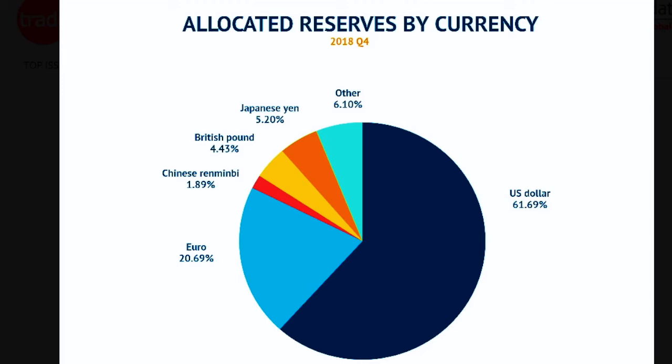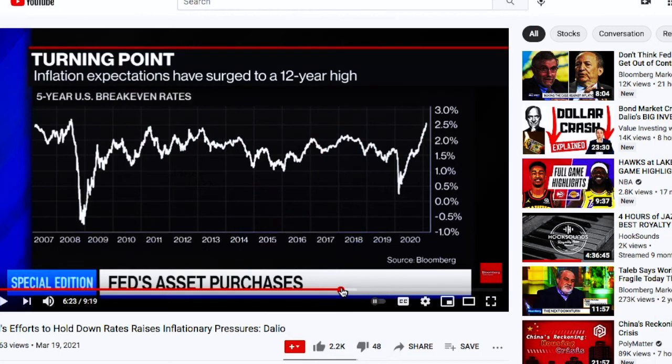Ray is definitely saying that cash is trash. So one of the graphs that's really interesting, I'll go back to Ray's video on Bloomberg. They basically say that inflation expectations have surged to a 12-year high. And you can see here, this would put it about 2.5%. So this is the justification behind Ray's claim that you can't hold cash.